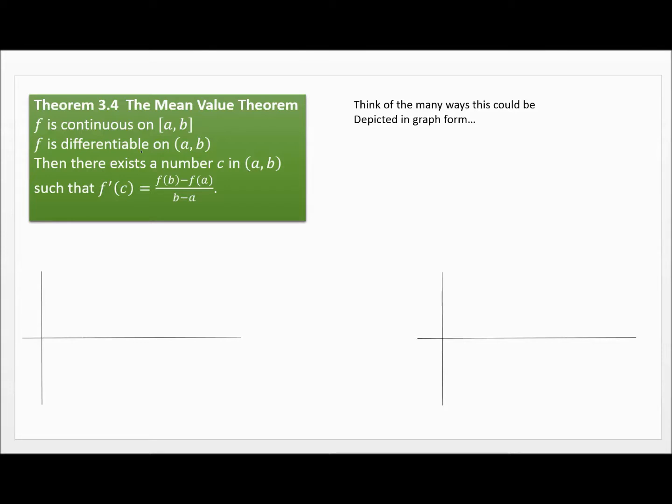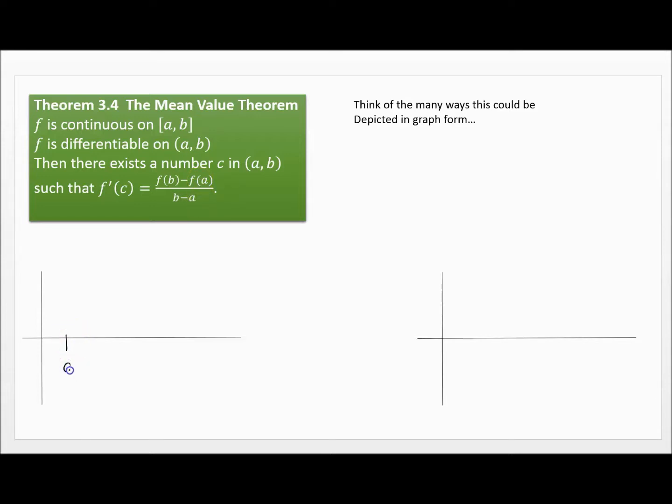But it says there exists a number c, so between a and b, such that the derivative f prime of c is equal to f of b minus f of a over b minus a. Wow, what in the world is that saying? You want to see? Let's draw a picture.